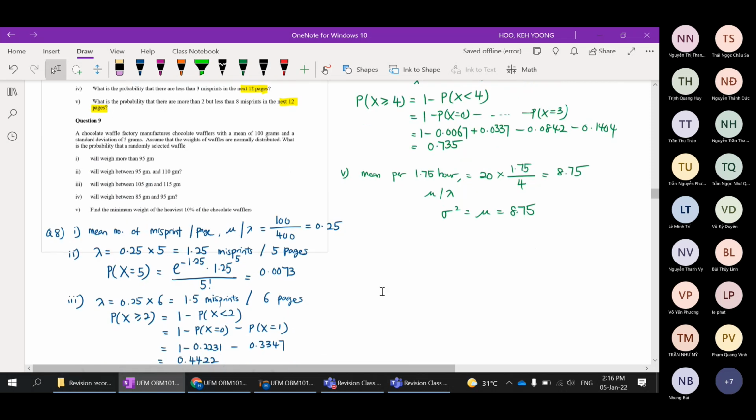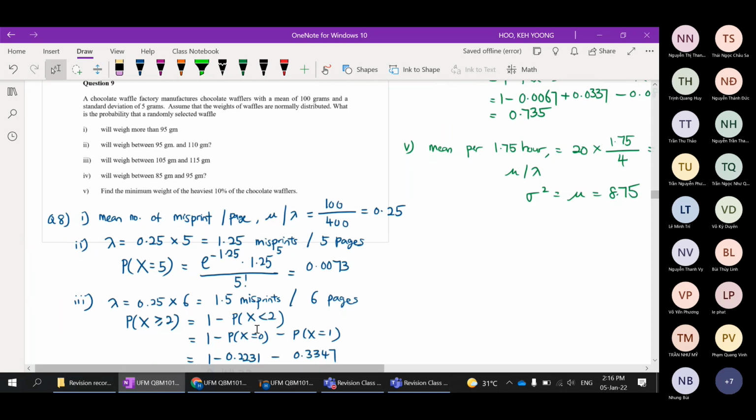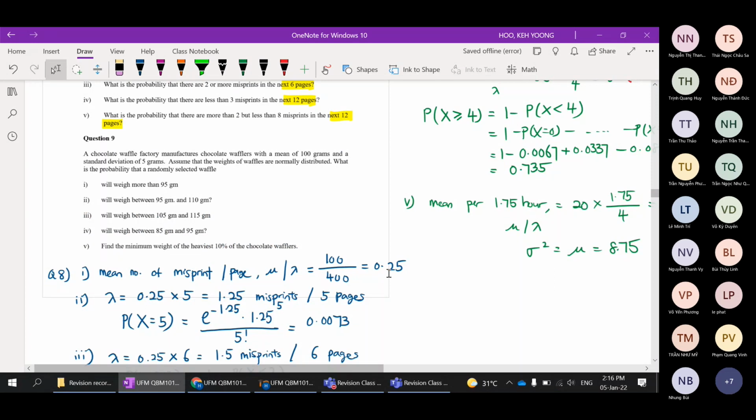Okay, so look at question 9. Question 9 is a normal distributions question. You have chocolate waffles. A factory manufactures chocolate waffles with a mean of 100 grams and a standard deviation of 5 grams. Assume that the weights are normally distributed. So how do I know this is normal distributions? The question will tell you if the distribution is normal. First question: what is the probability that a randomly selected waffle weighs more than 95 grams?